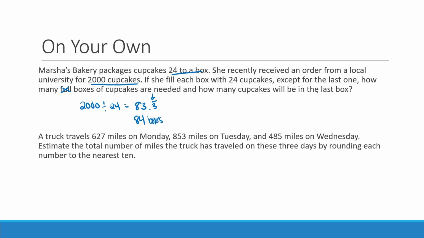Now, how many cupcakes are going to be in the last box? We're going to take our whole number, which is 83. We're going to times that by 24 to figure out how many cupcakes we have right now. So we have 1,992 cupcakes. Now, keep in mind we have 2,000 total. So if we do 2,000 minus 1,992, whoever gets that last box, sorry guys, you're only going to get 8 cupcakes because that's a difference of 8 there.